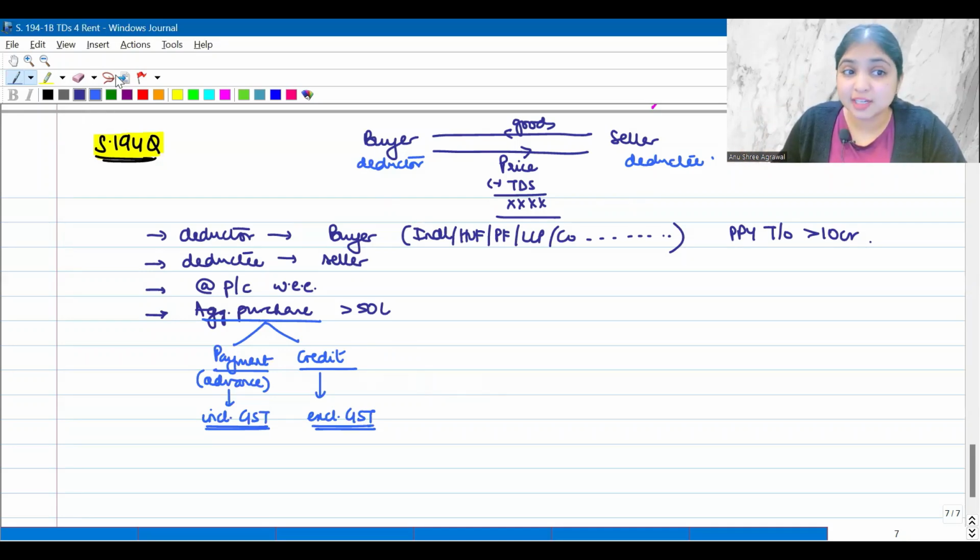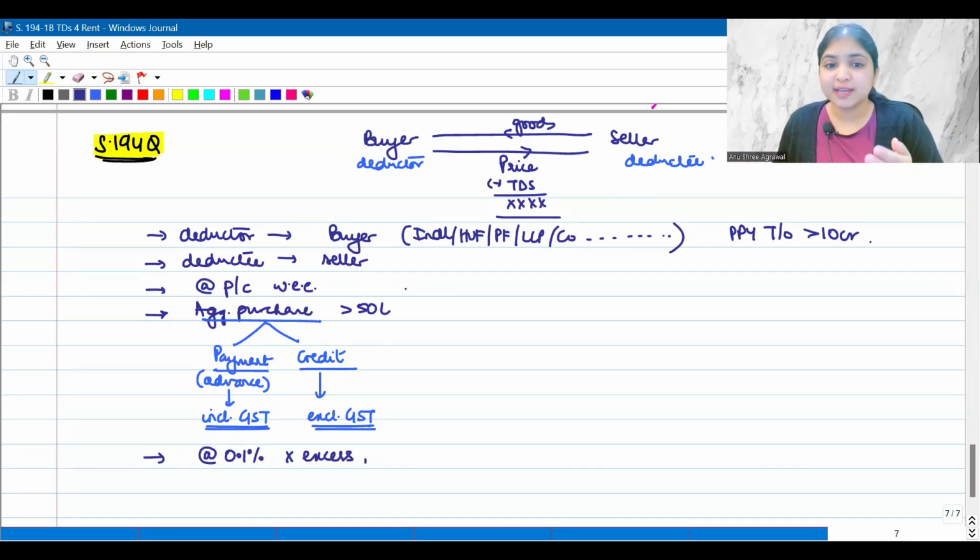If all these conditions are fulfilled, under 194Q, we will deduct tax at the rate of 0.1% of the excess. Excess as in, for purchase up to 50 lakhs, there is no TDS. If the purchase is, let's say, 60 lakhs, then the excess is 10 lakhs. On that 10 lakhs, we will deduct tax at the rate of 0.1%. See, even this is a unique section. I am asking you to deduct tax only on the excess.